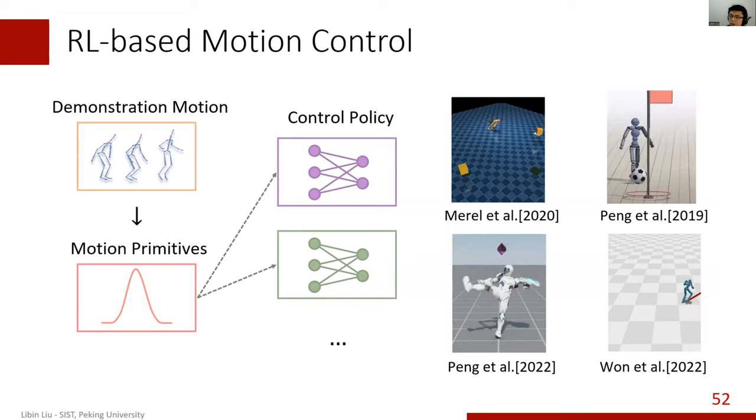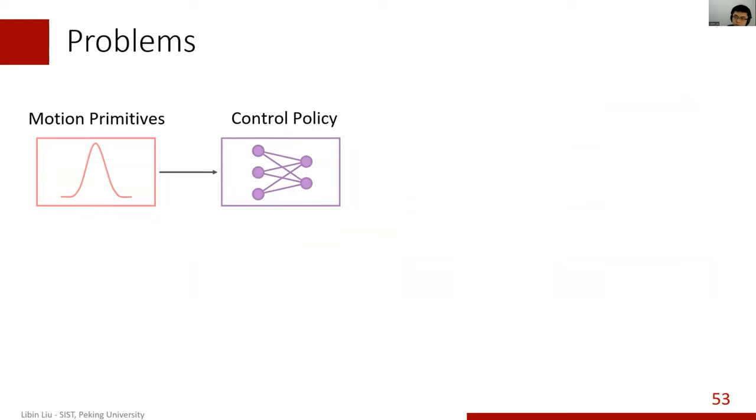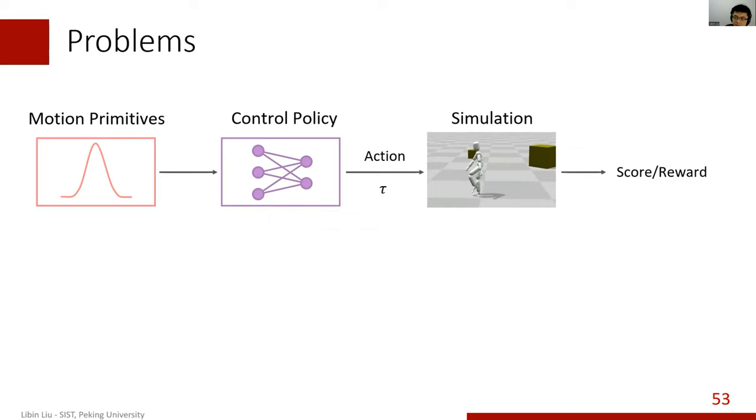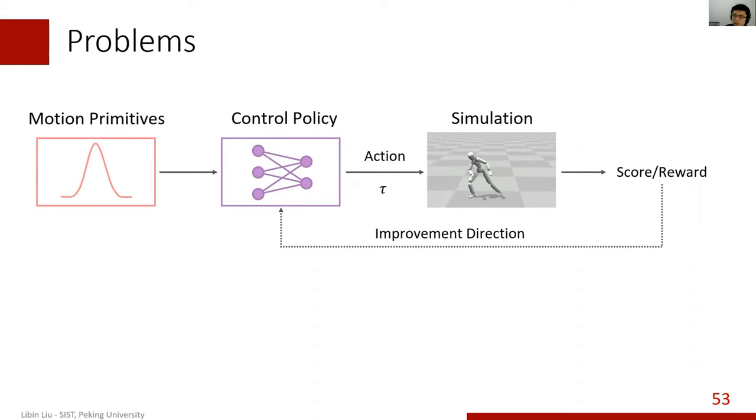But the problem with this training is that to train a control policy, we need to let the control policy compute an activation for the character. For example, we can compute the joint torque, and then we implement the joint torque in simulation to compute the next states, and then it becomes a reward. And then we need to use that reward, in the RL framework, to compute the improvement direction for the control policy.